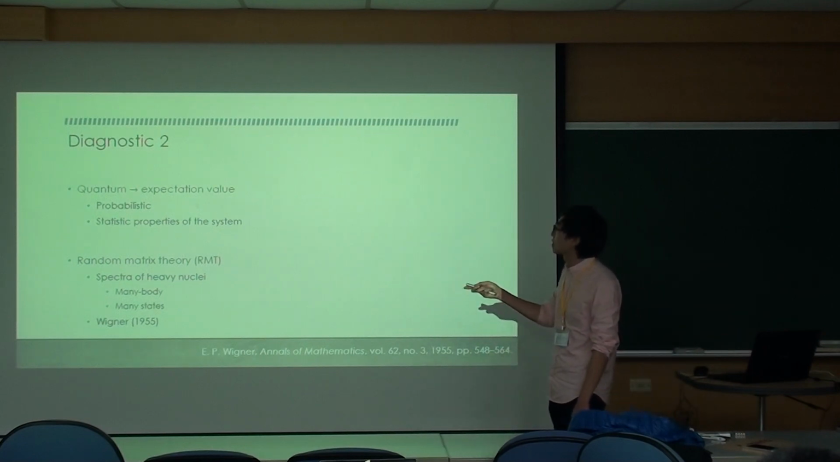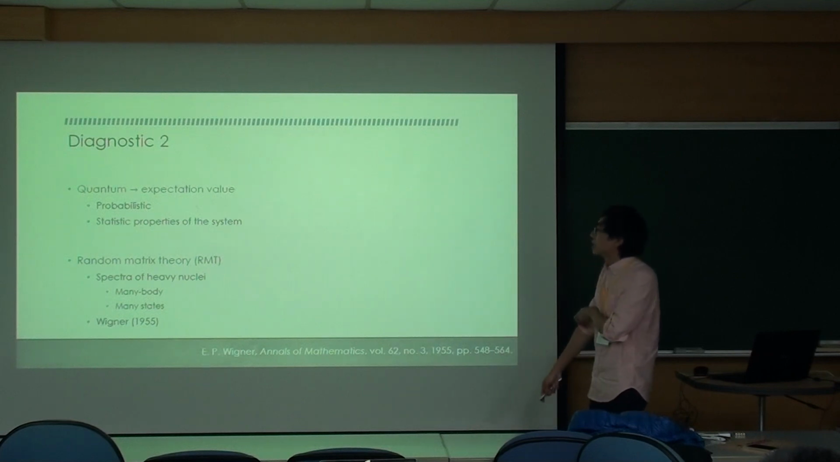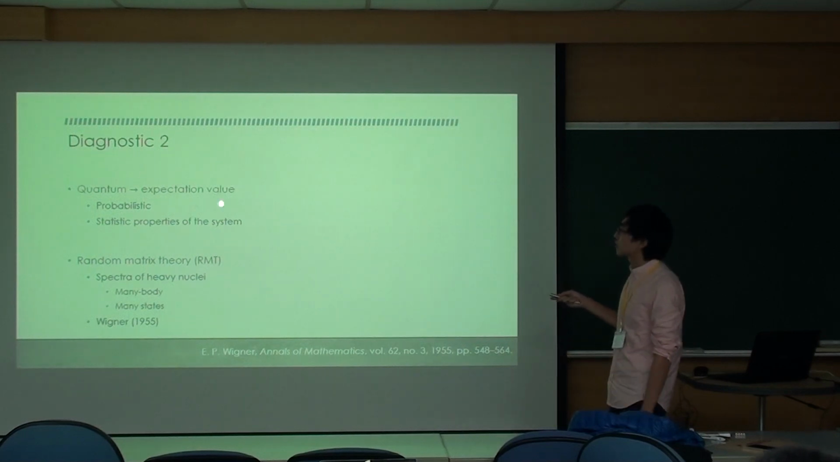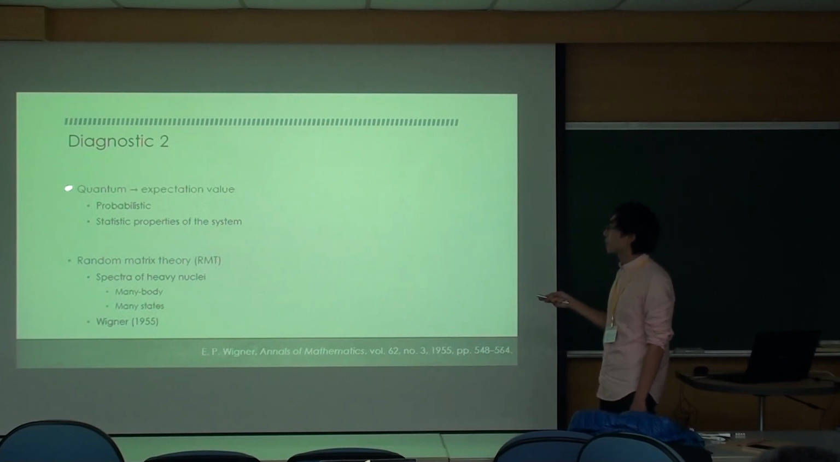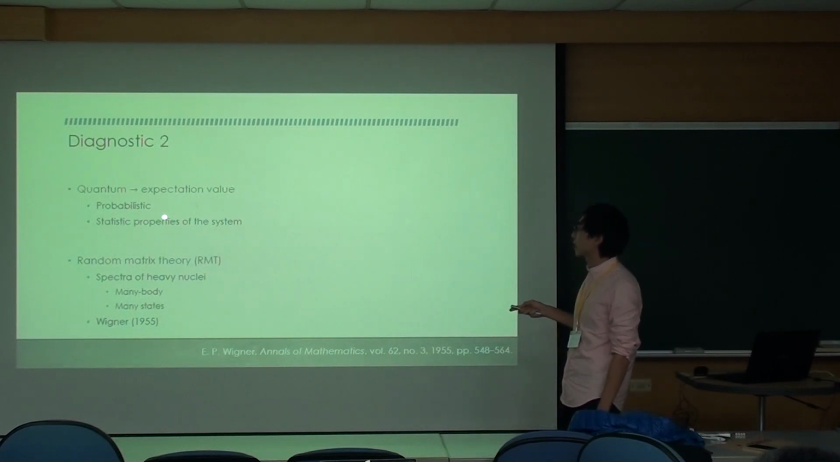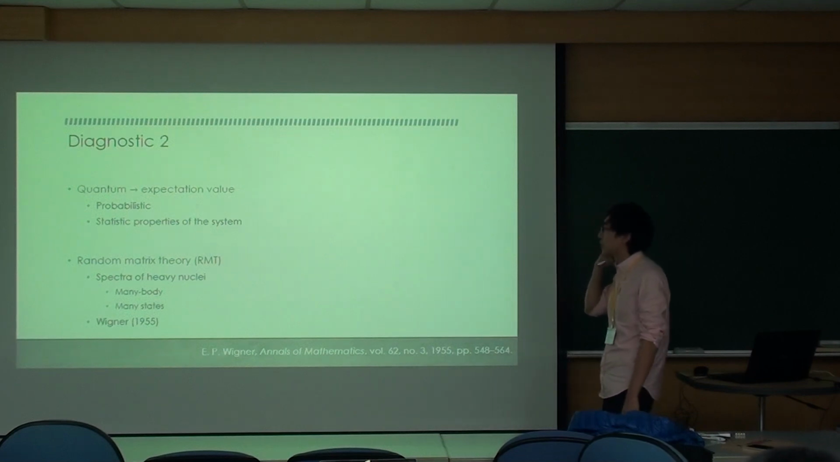The focus of this talk is random matrix theory. In quantum theory, all the quantities we compute are expectation values of some operators, which means this is a probabilistic way of computing physical quantities. That means we are sampling the statistical properties of some systems.